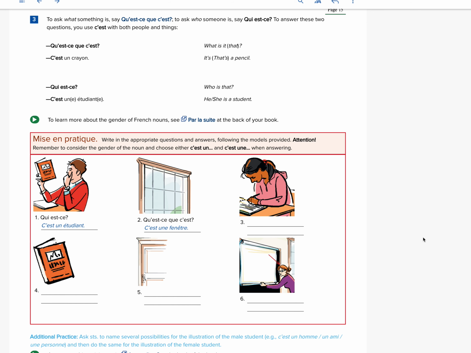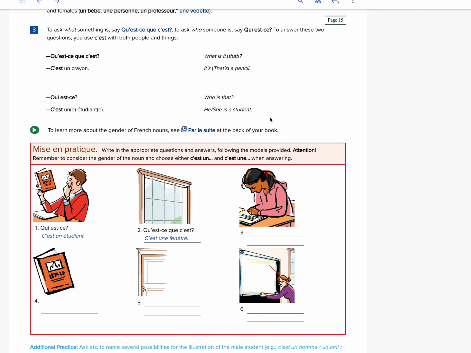Two questions that are very important for us at the beginning of class are qu'est-ce que c'est? What is that? Or qui est? Who is that? So say it after me. Qu'est-ce que c'est? Or qui est? Qui est-ce is just c'est inverted, right? Qu'est-ce que c'est? Qui est-ce? What is that? Who is that?